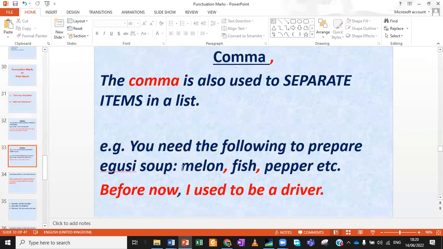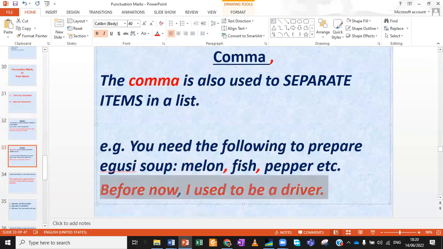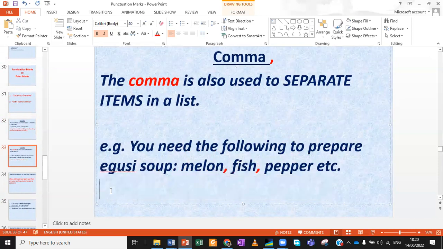For example, melon, fish, and pepper. If we remove these commas, what will it look like? It becomes just one object. If you remove all these commas, they will just think that melon, fish, and pepper are all one same thing.